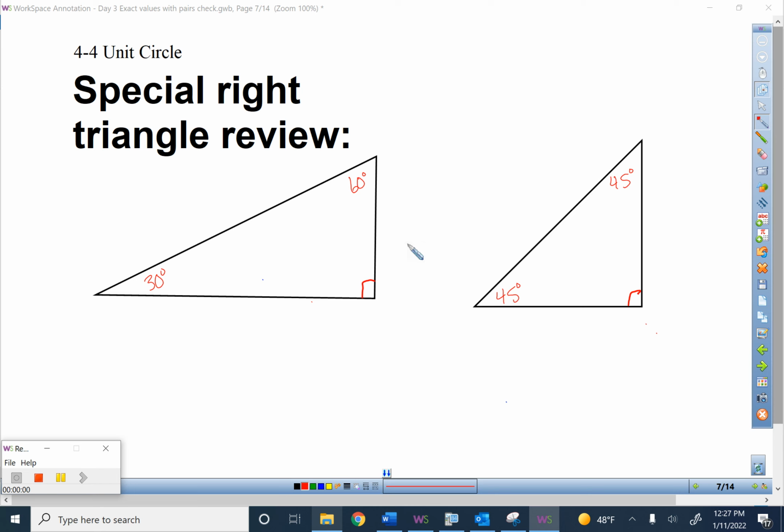All right, folks, today we're going to finish talking about the unit circle. On your homework, you had a couple problems dealing with special triangles. That was intentional because we're going to use our special triangles from geometry on the unit circle today.